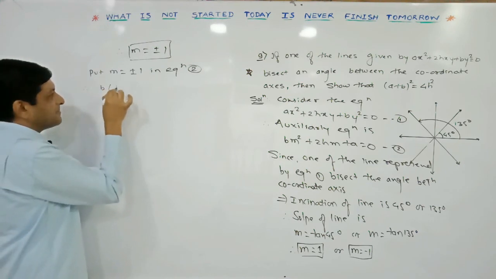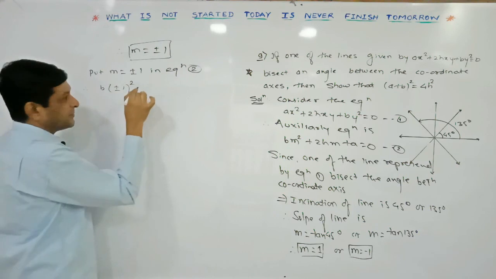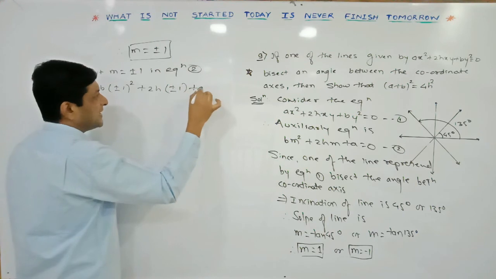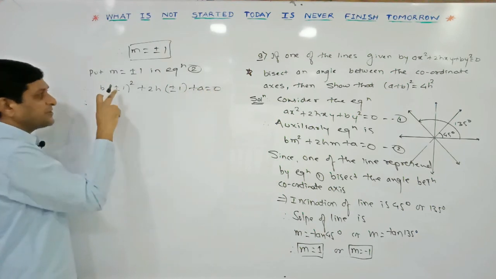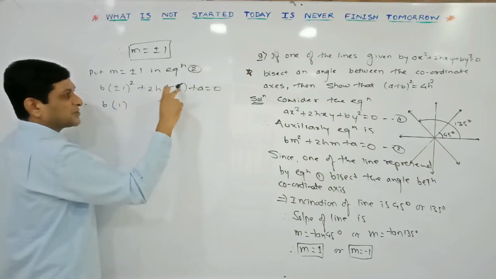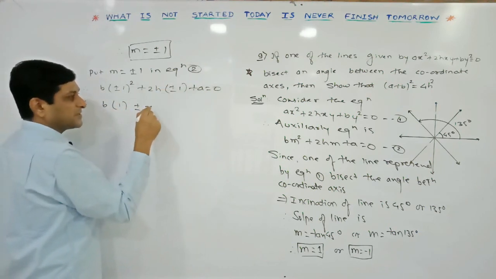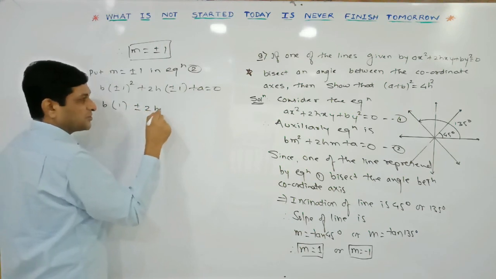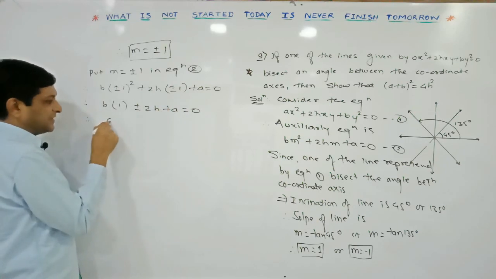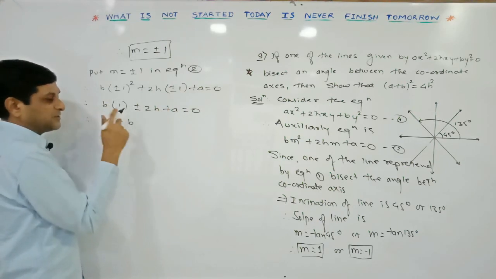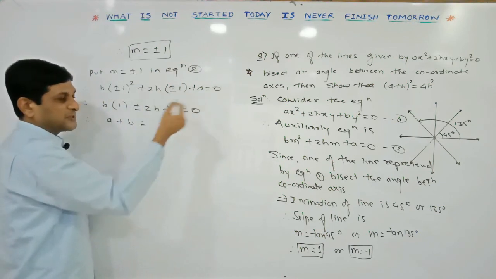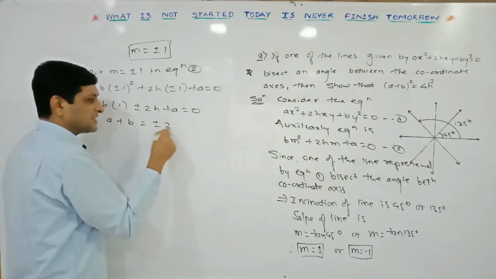So b, replace m by plus or minus 1, whole bracket squared, keep it as it is, 2h, again replacing m by plus or minus 1, plus a equal to 0. What is the square of plus or minus 1? It will be equal to 1. Plus into plus or minus 1 will be plus or minus 2h, plus a equal to 0. On this side collect these two terms, a plus b, here b into 1 is b, and on the other side plus or minus 2h, the plus will become minus and the minus 2h will become plus. Lastly we are getting a plus b equals plus or minus 2h.